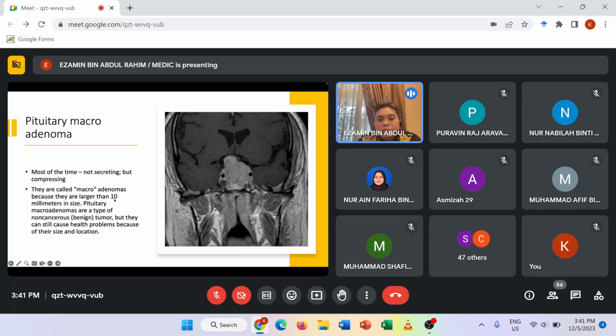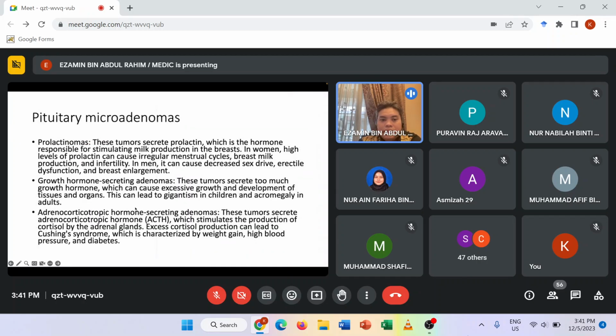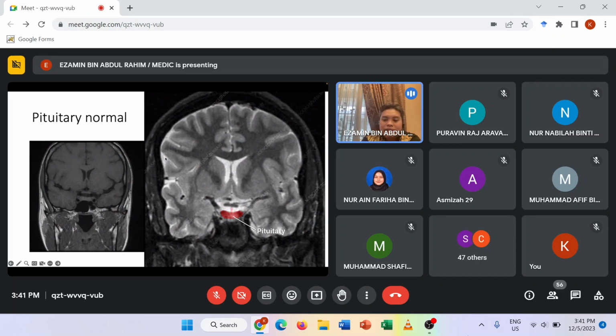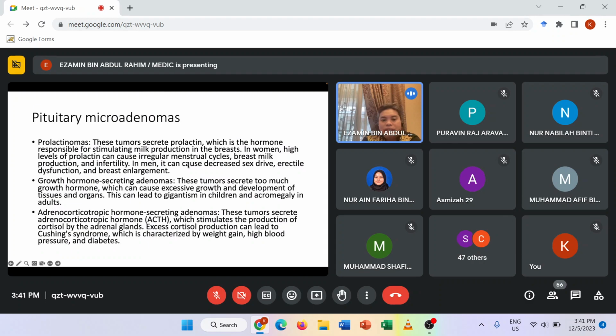And then by definition 1 cm is macroadenoma. And then microadenomas, some are producing hormone, some are not producing hormone. And then these are the hormones that they are producing. Growth hormone I rarely see. But the common ones are these two: ACTH producing hormone causing Cushing, and then prolactinomas. They cause irregular menstrual cycle, then breast milk production and infertility. In men, decreased sexual drive, and then erectile dysfunction.